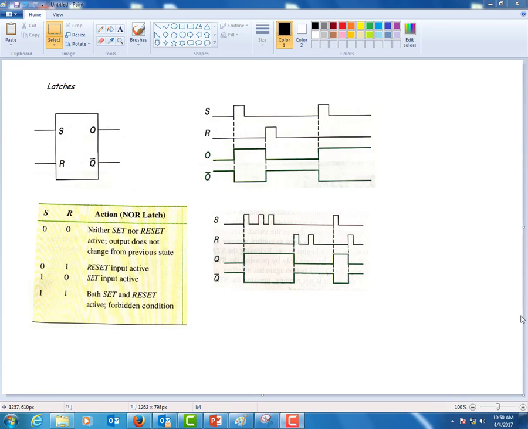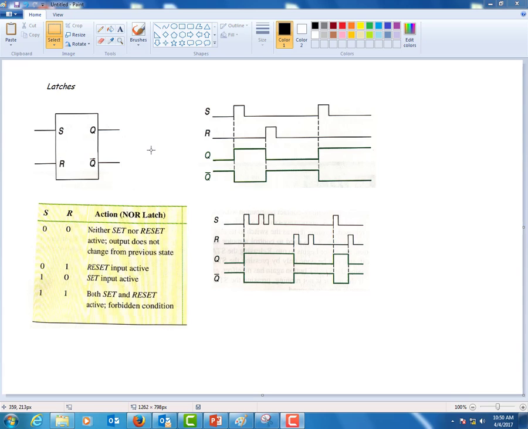So, a latch, the symbol of a latch anyway, is shown right here in the upper left corner. You have two inputs, one is called S and one is called R, and you have two outputs, one is Q and one is Q bar. Sometimes I refer to Q bar as Q naught. So this right here is your symbol for a latch.